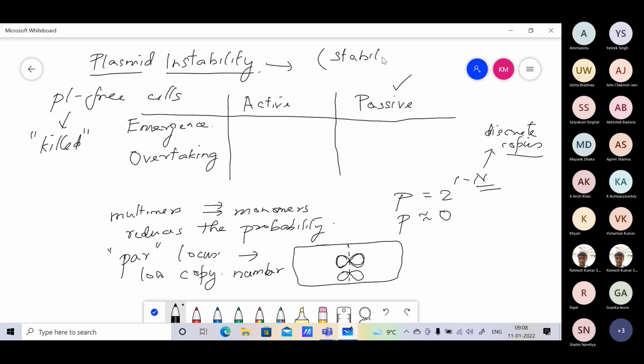And the most obvious active mechanism, sorry, this is the problem. This is a software glitch.